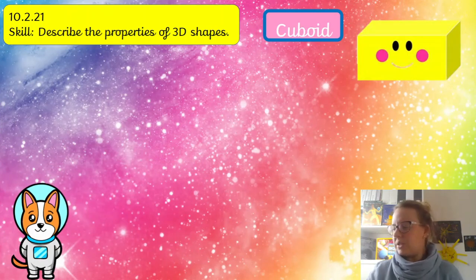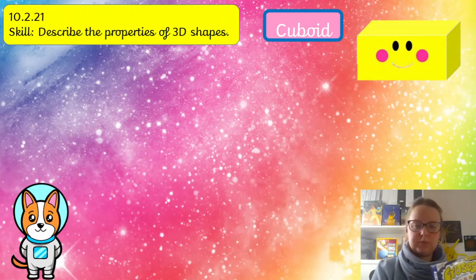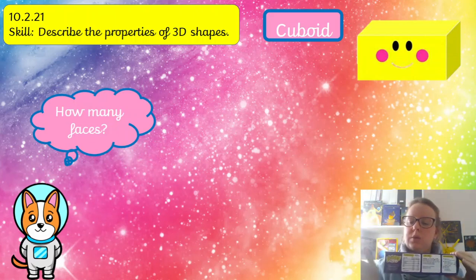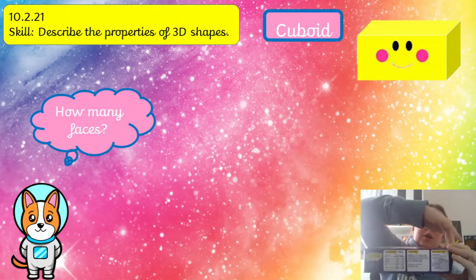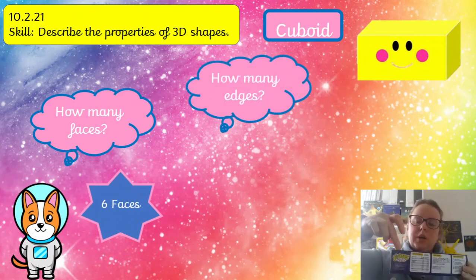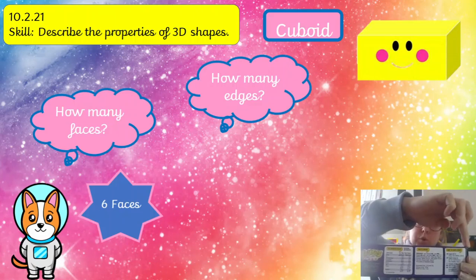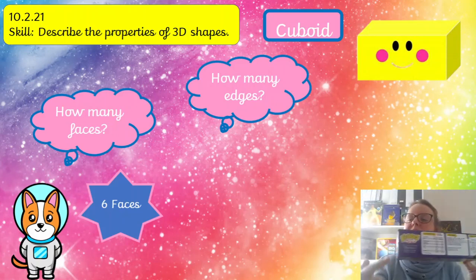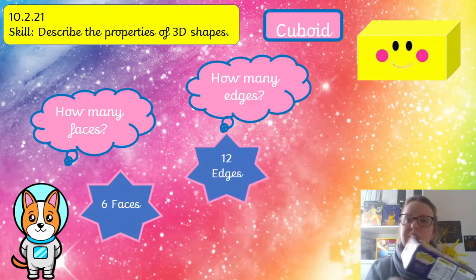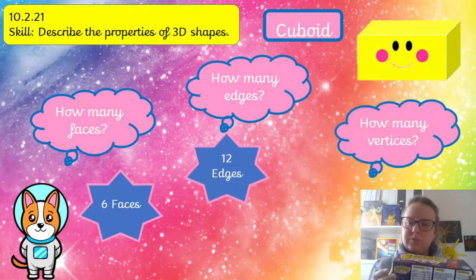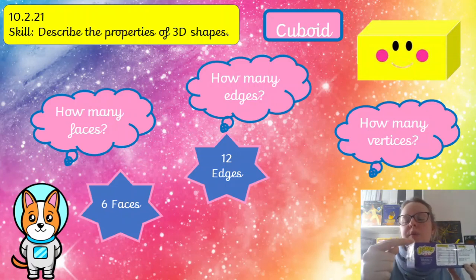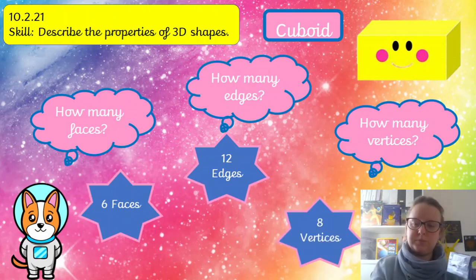Now let's think about our cuboid. Here's my cuboid shape. So how many faces does a cuboid have? 1, 2, 3, 4, 5, 6. 6 faces. How many edges? 1, 2, 3, 4, 5, 6, 7, 8, 9, 10, 11, 12. 12 edges. How many vertices? 1, 2, 3, 4, 5, 6, 7, 8. 8 vertices.